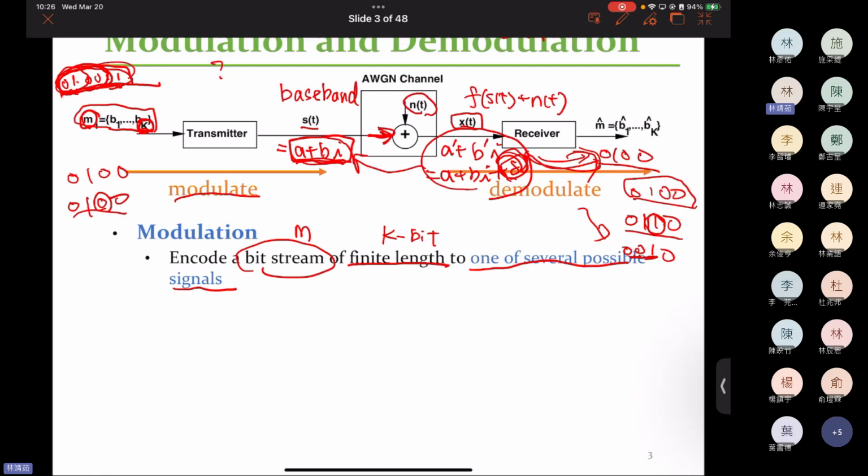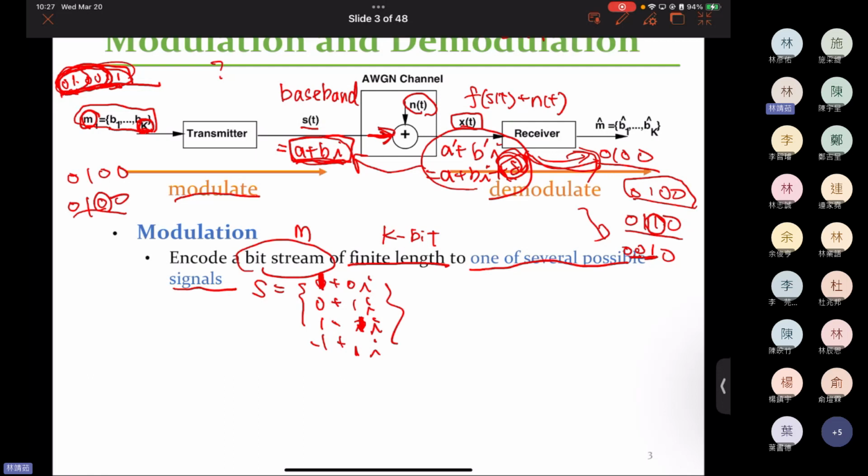This is very important. We haven't described what is one of several possible signals. Several possible signals means that you have a predefined set of a plus bi. For example, we have 1 plus 0i, 0 plus 1i, 1 minus 1i, minus 1 plus 1i. For example, you can predefine a set of complex numbers. All right, so this is predefined.